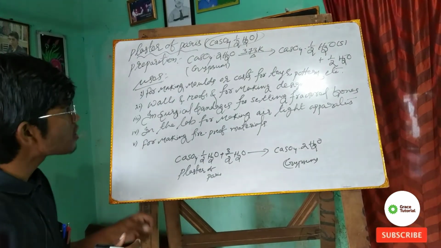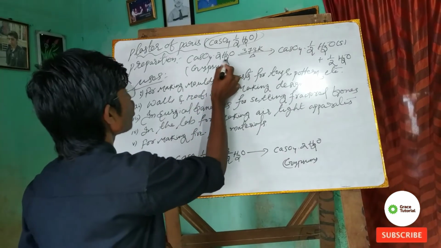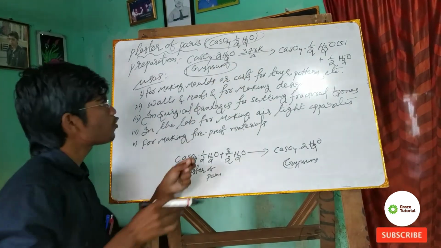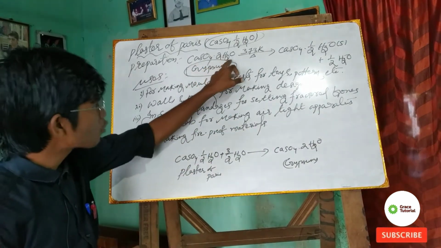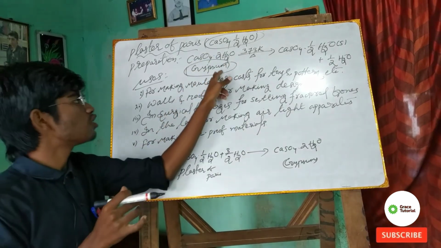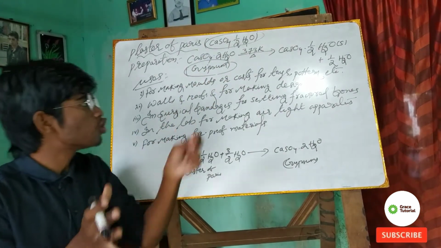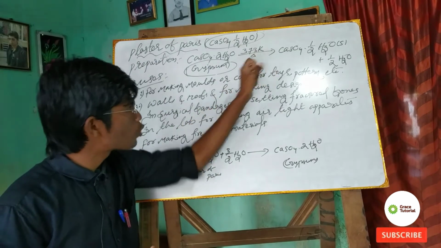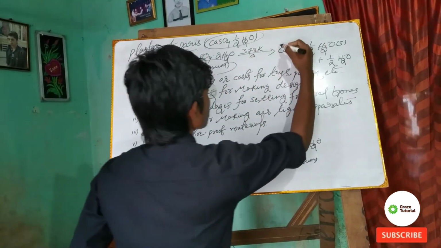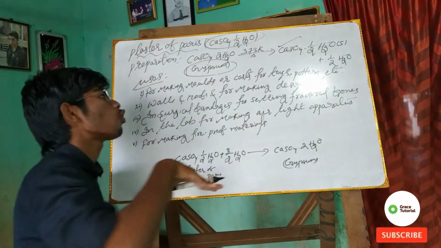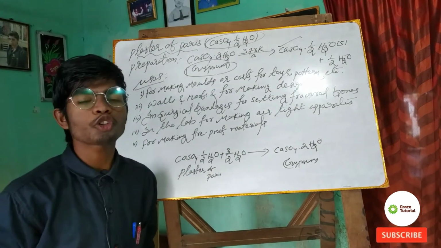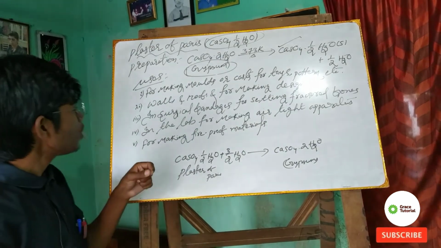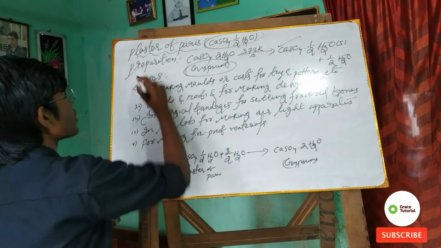Well, the plaster of Paris can be prepared by heating gypsum. So what is the formula for gypsum? That is, the dihydrated form of calcium sulfate is known as gypsum. And if you heat that gypsum at 373 Kelvin, then you will get the plaster of Paris, that is the hemi-hydrated form of calcium sulfate, with the liberation of water molecules. Well, that is the preparation of the plaster of Paris.